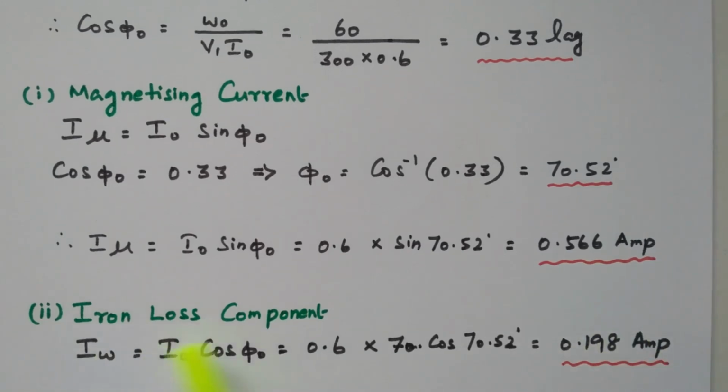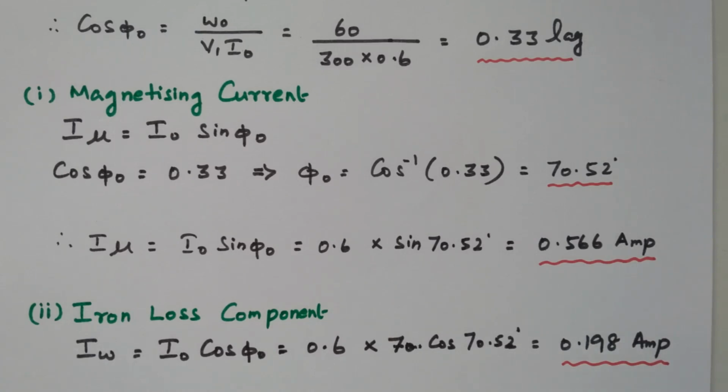And then we will see the iron loss component. This iron loss component is responsible for the iron loss that happens in the primary winding. Iw equals I naught cos phi naught, so that is I naught, 0.6, into cos phi naught, which is already available: phi naught is 70.52, so cos 70.52. By simplifying this, we get 0.198 ampere. So the iron loss component is 0.198 ampere.